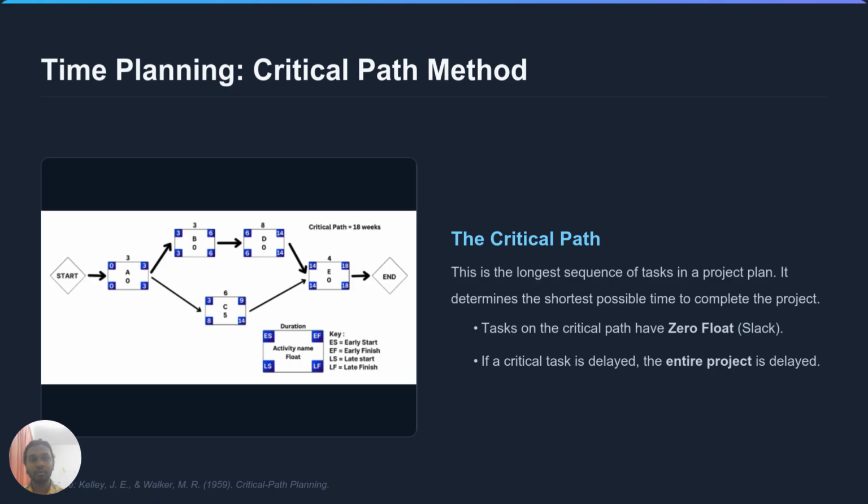For time planning, we use the critical path method. The critical path is the longest sequence of tasks. It dictates the shortest possible time to complete the project. Tasks here have zero float, meaning if a critical task is delayed, the entire project is delayed.